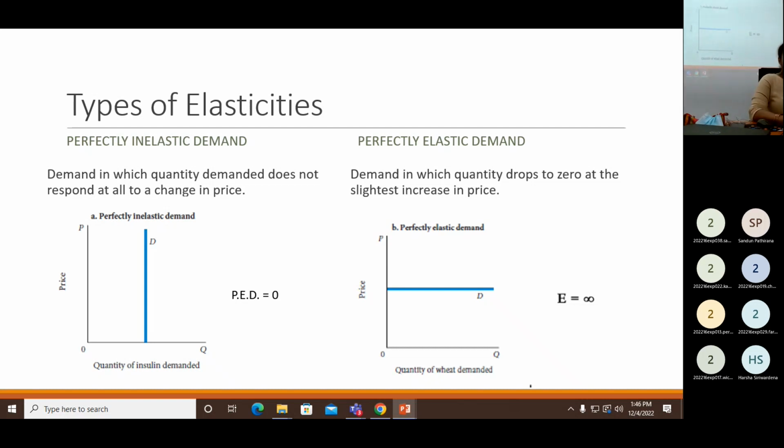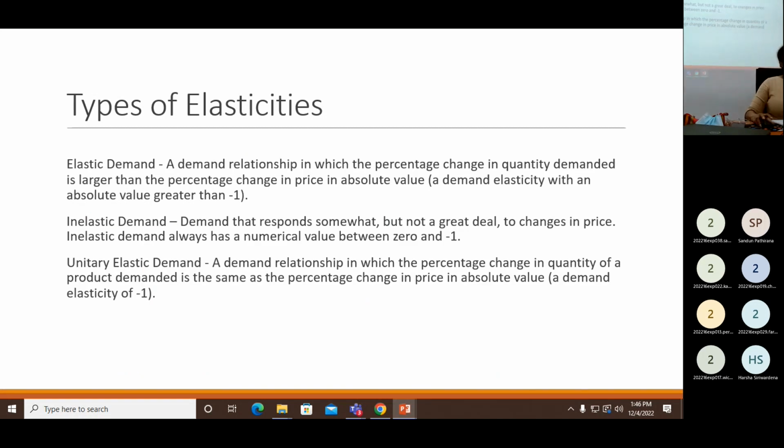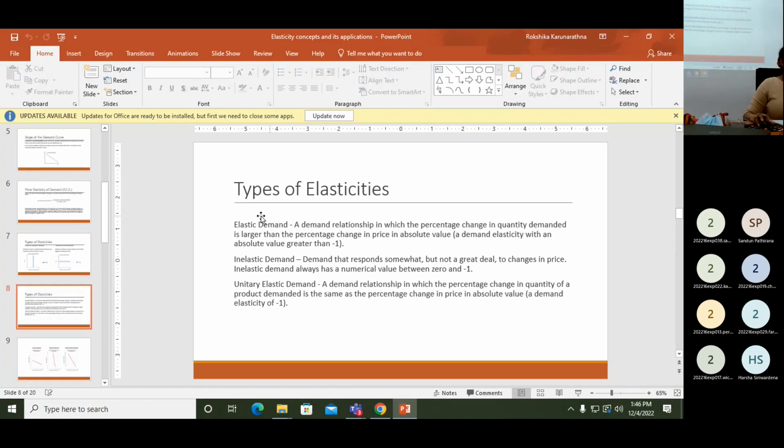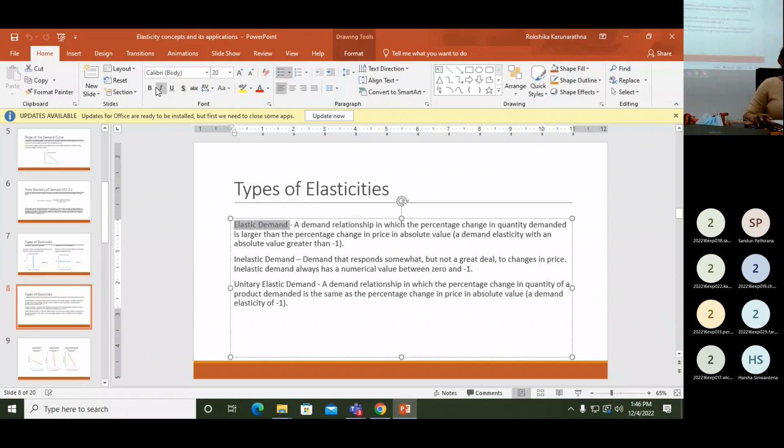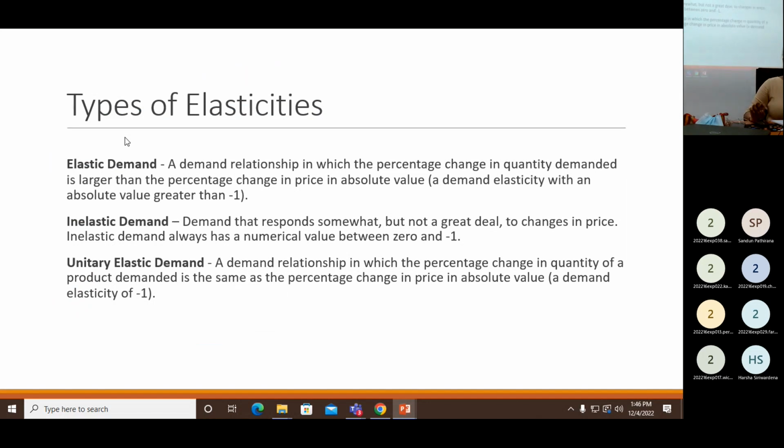So these are the two main types of extremes of elasticity. I said there can be anything in between as well, right? So the other types of elasticities which are in between are called these: one is elastic demand, the other one is inelastic demand, and the third one is unitary elastic demand, right? Elastic demand. Can you quickly read this?